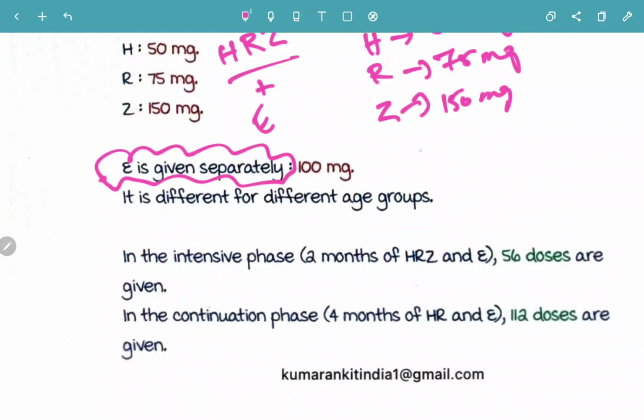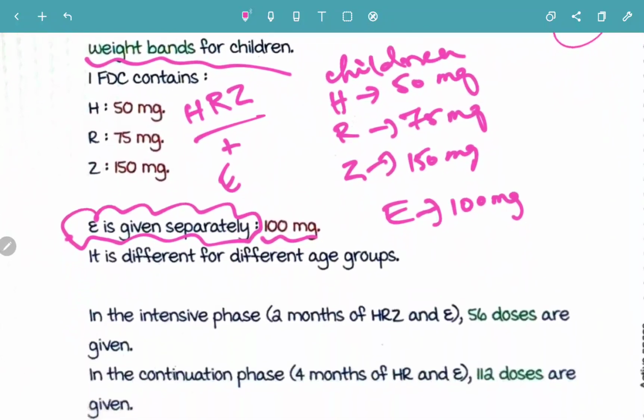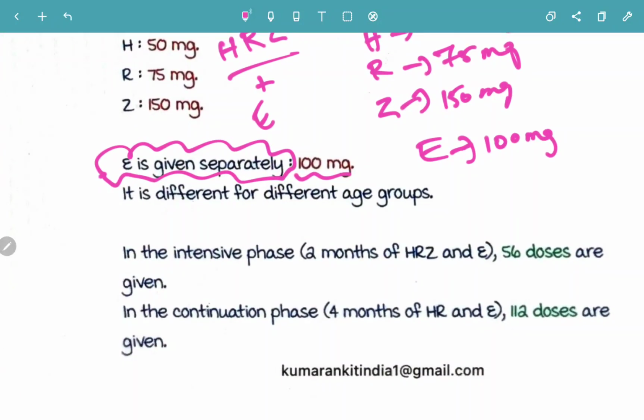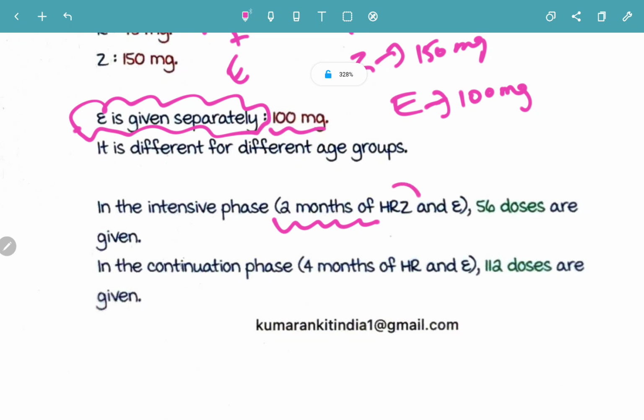Ethambutol is given separately. What is the dosage of ethambutol? It's going to be 100 milligram. So in adults, how much was ethambutol? We were giving 275 milligram, but in children it is 100 milligram. So in the intensive phase, that is 2 months, HRZ is going to be given, and ethambutol is given separately. So again 56 doses are given.